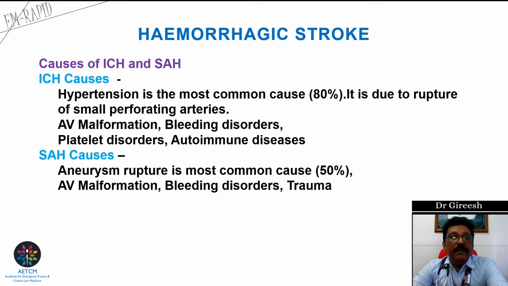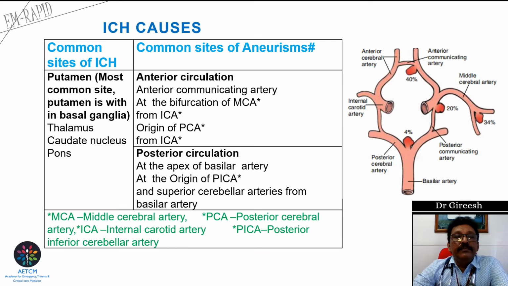Again, both ICH and SAH can be due to all these causes, but the most common cause for ICH is hypertension. The most common cause for SAH is aneurysm. ICH causes, we'll see. The most common site of ICH bleed is the putamen, along with basal ganglia, thalamus, caudate nucleus, and pons. All these areas we can get.